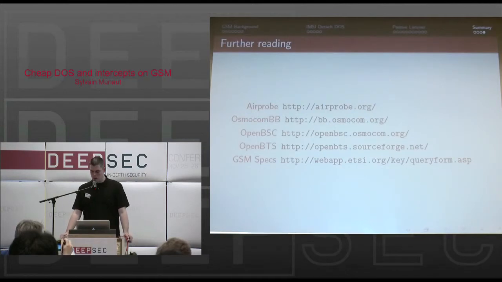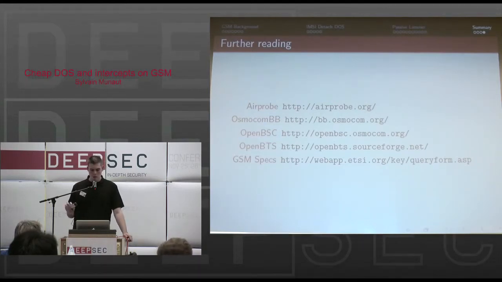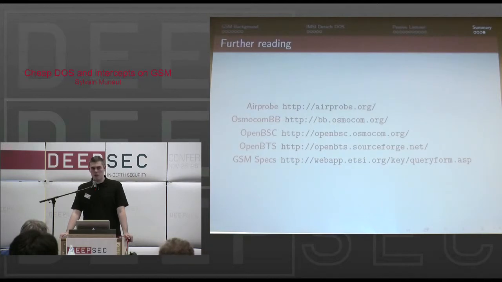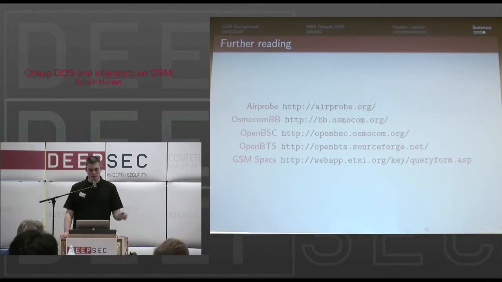Here is some reference that you can read. Basically, the AirProbe project, if you want to use the USRP to listen to traffic, OsmocomBB for the software that runs on this phone. Also note that the sniffer code is in the Git now. It might not be the latest version, but I will push the latest version soon. OpenBSC, OpenBTS, and finally, please read the GSM spec if you're interested, because it might be a little intimidating because there is a lot of specification, but you don't have to read them all. There are a few pointers in the beginning of what specification you could read depending on what you're interested in.